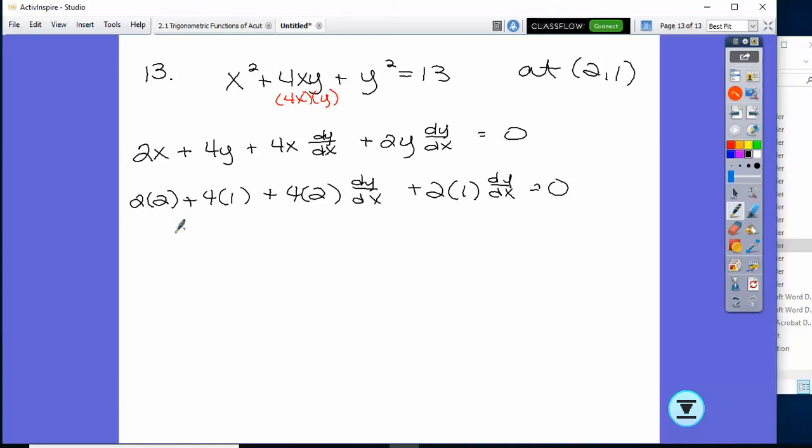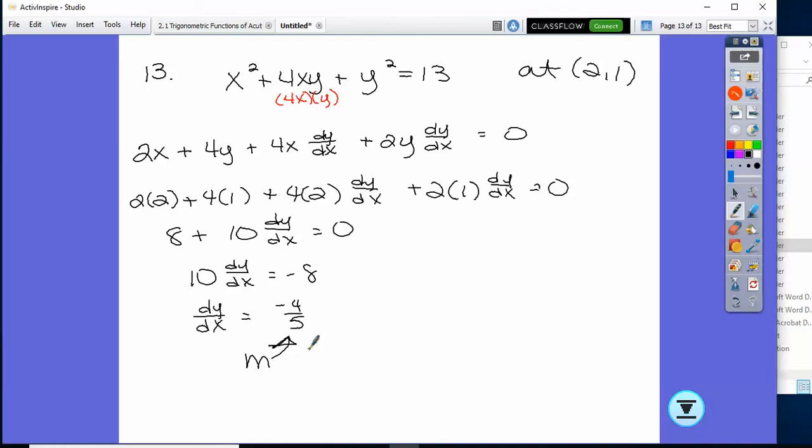So 4 plus 4 is 8. 8 and 2 is 10. So dy dx is negative 4/5. That's my slope.